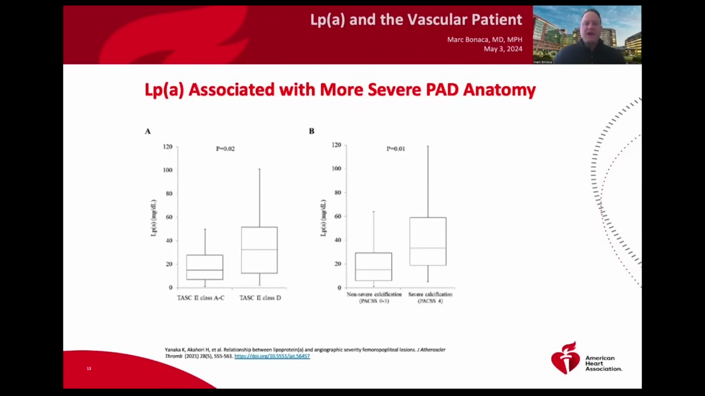And in patients who have PAD, LPA is associated with a more malignant form of the disease. And so here, in a nice anatomic study using a vascular classification system called TASC, you can see that patients who had class D or more complex disease versus A through C had higher levels of lipoprotein A, and that those who had more severe calcification, as I alluded to with the aortic disease or aortic valve calcification, it's also associated in PAD with more severe disease, more calcific disease.